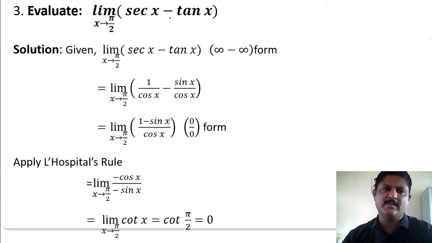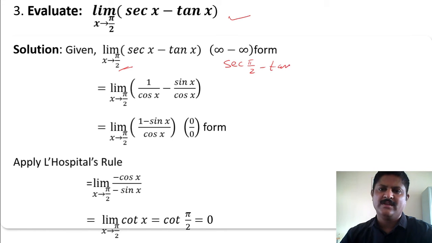Next, we are going to solve the limit of secant x minus tan x as x tends to pi by 2. Here x tends to pi by 2 means put x equals pi by 2, which implies secant pi by 2 minus tan pi by 2, which is nothing but secant pi by 2 is infinity, minus tan pi by 2 is also infinity.